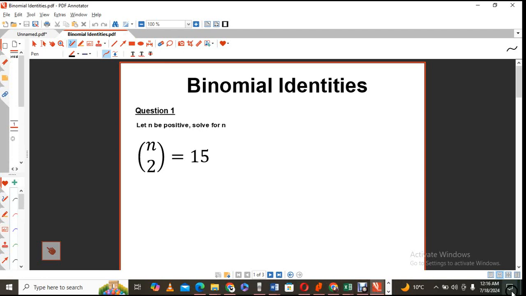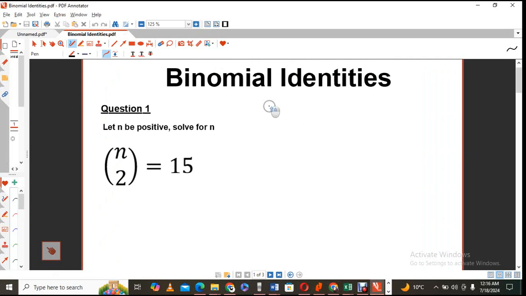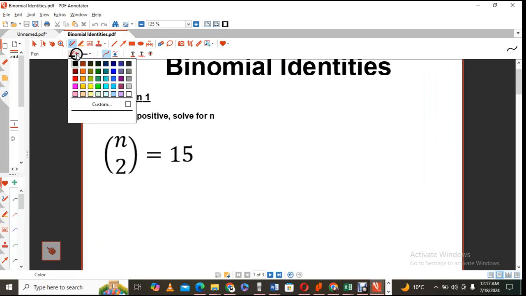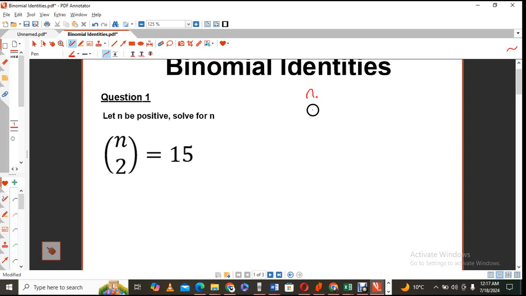I am continuing on the lessons on binomial theorems. But before I continue to the other lesson on binomial theorem, I want to do binomial identities, just to practice our n choose r formula, which is given as n factorial over r factorial times n minus r factorial. You can write it in that way as well.